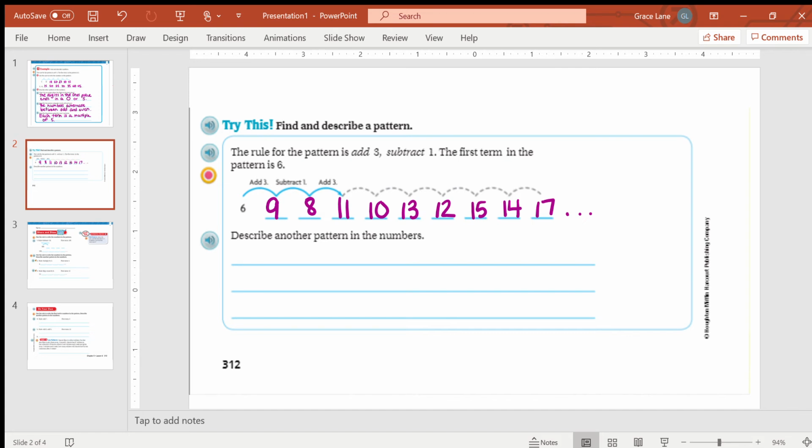Then it says describe another pattern in the numbers. So what do you see? What's a pattern that you see in these numbers? There are lots of different answers. I will let you guys think of one on your own. We'll list that on page 312.